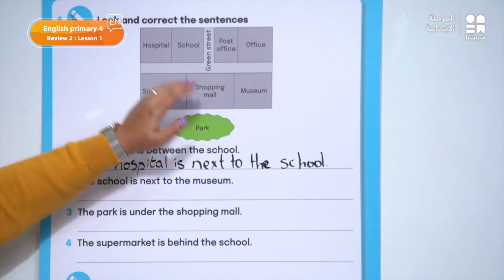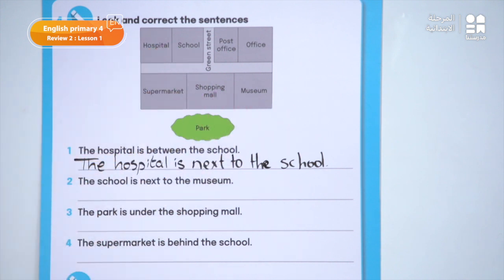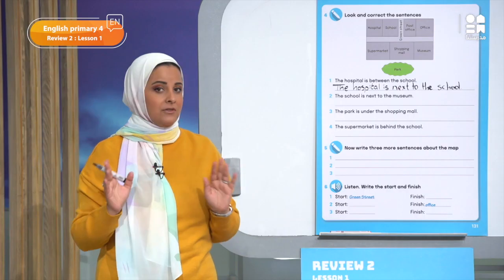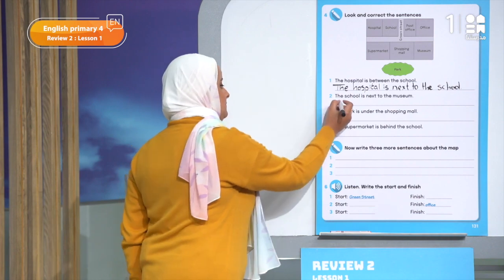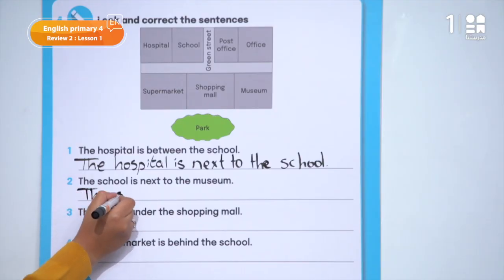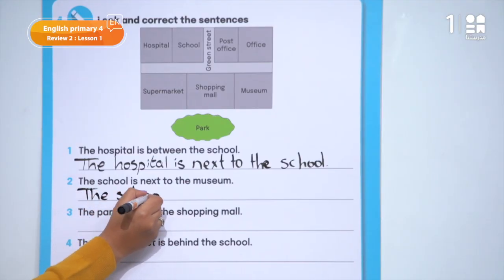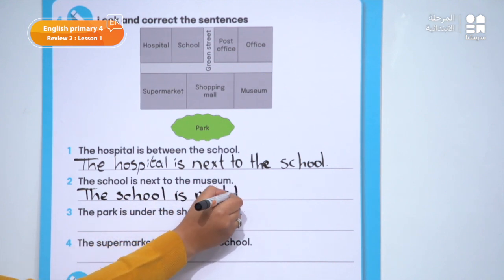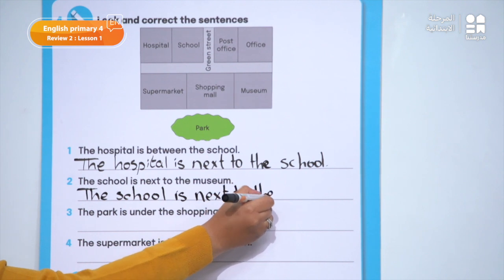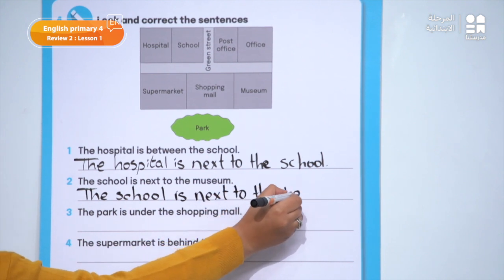Here is the school and the museum is on the opposite side. The school is next to the hospital, not the museum. So let's write this down. The school is next to the hospital.